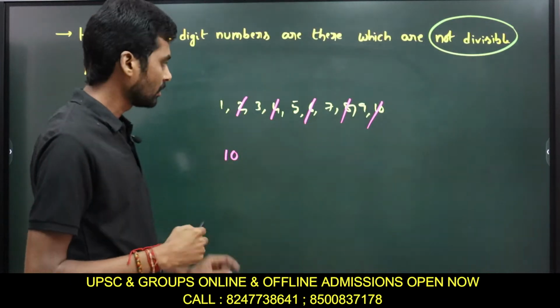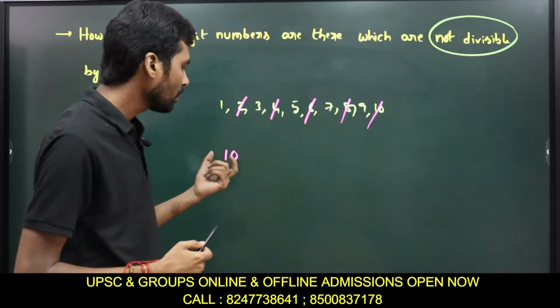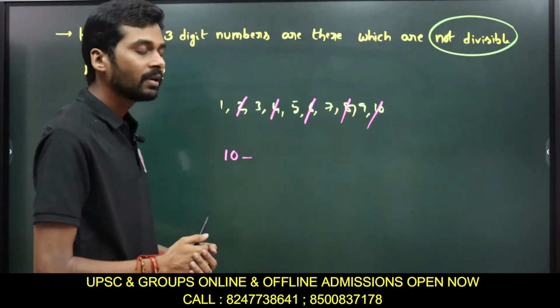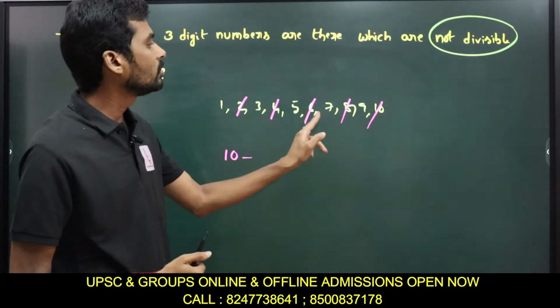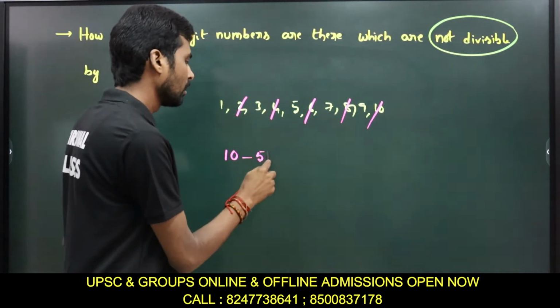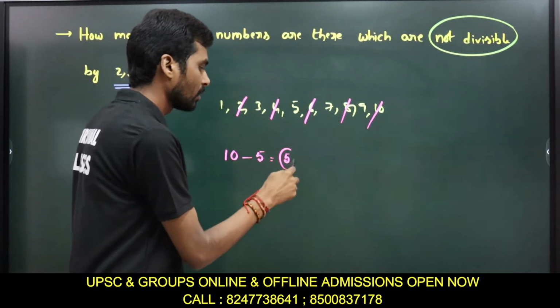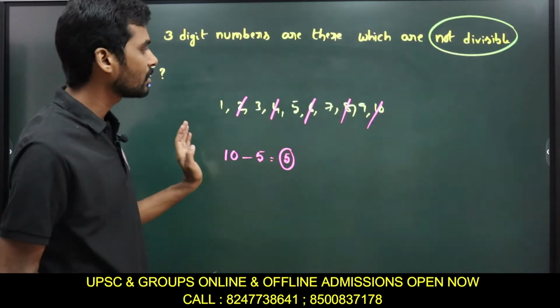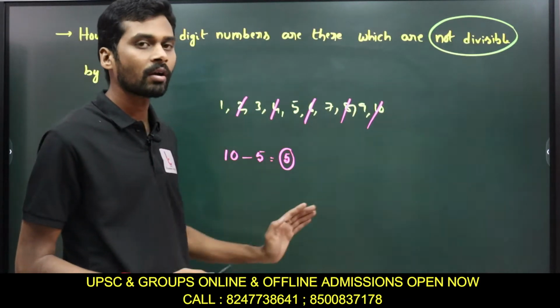We have 10 numbers. The total numbers from 1 to 10 are what? 10. From this, how many numbers are divisible by 2? 1, 2, 3, 4, 5. So 5 numbers. Okay, now the answer is what? 5.